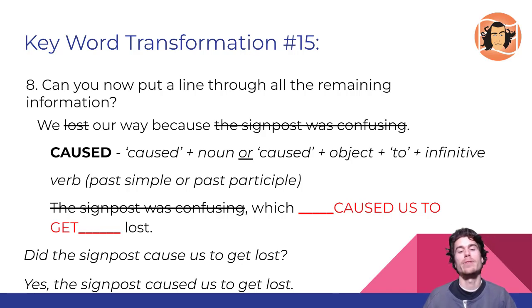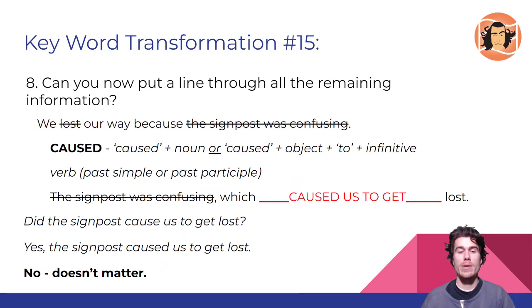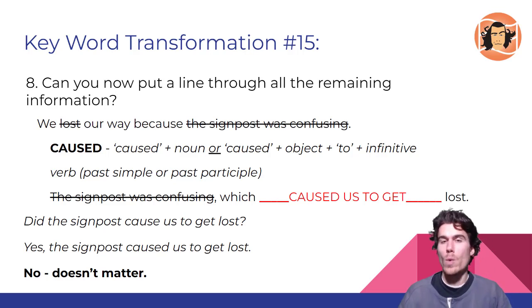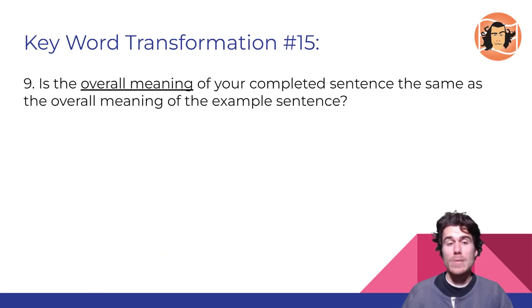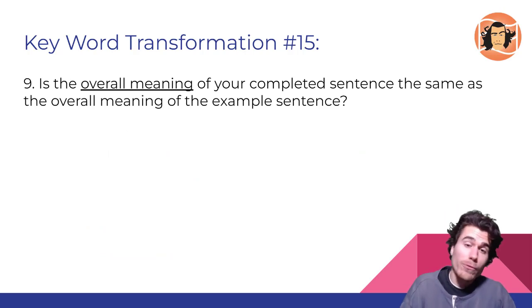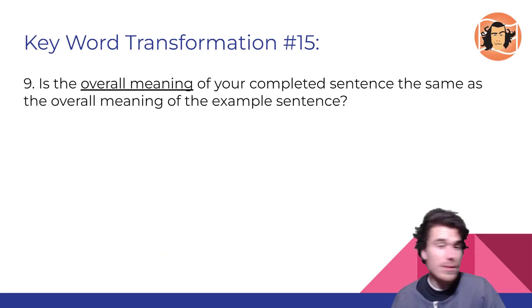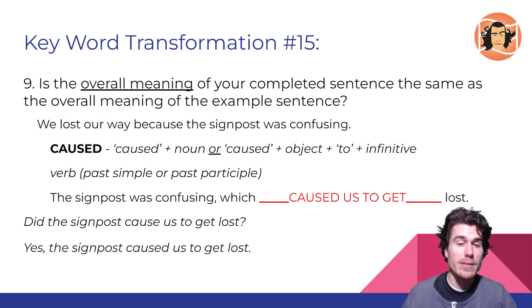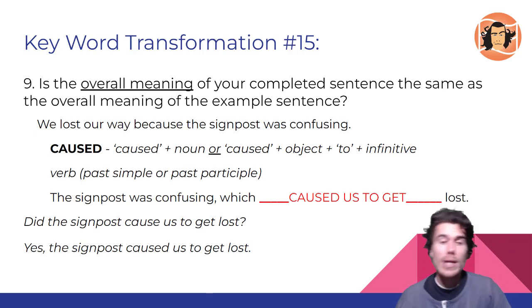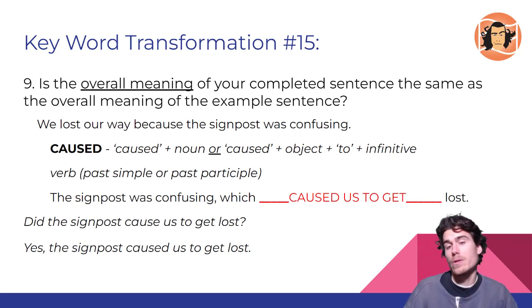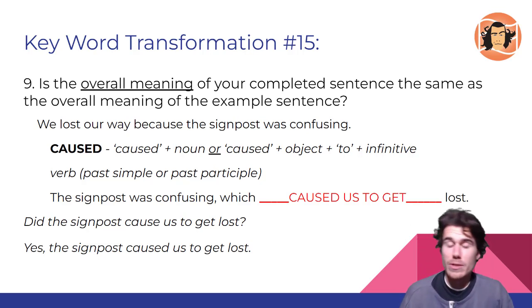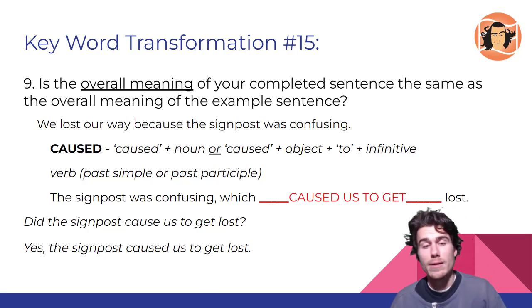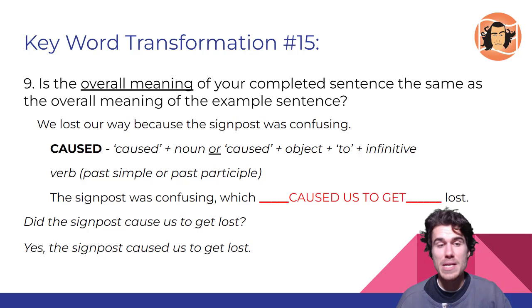Okay, so hopefully you've done that. Now we can see that actually I haven't put a line through much more information. And as I say at the bottom, it doesn't really matter here. Why doesn't it matter? Well, that's because the overall meaning of our completed sentence is the same as the example sentence. We lost our way because the signpost was confusing. The signpost was confusing, which caused us to get lost. It has the same meaning.